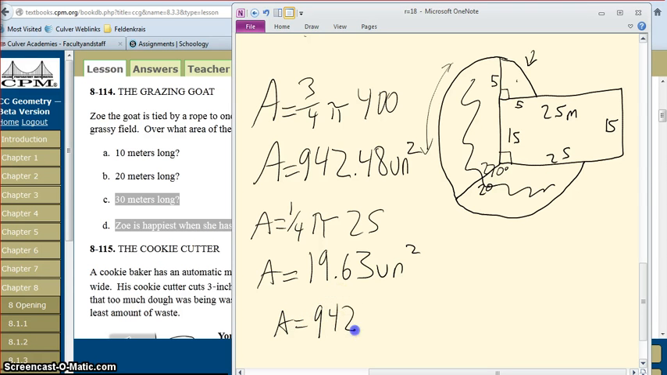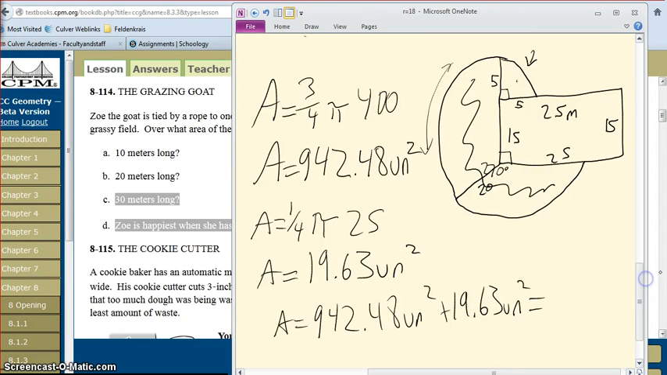Area equals 942.48 units squared plus 19.63 units squared. That's going to equal a total of 962.11 units squared. Right here. Copy that down, and let's get ready for C.